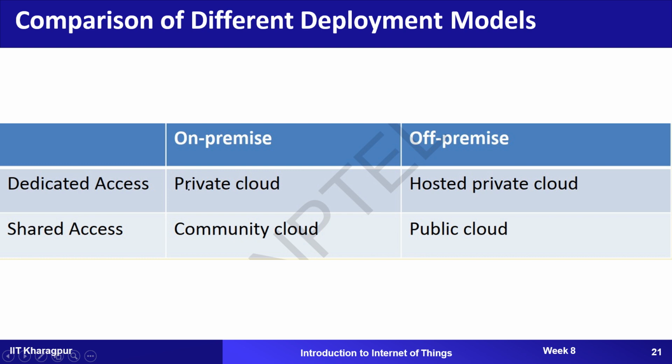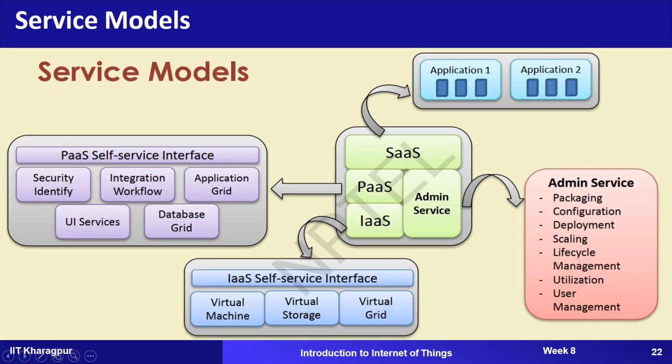Now the comparison of different deployment models. Basically, if you have dedicated access and it is on premise, then a private cloud can be used, and if it is off premise, then a hosted private cloud can be used. And if you have shared access, then in case of on premise, a community cloud can be used, and in case of off premise, a public cloud can be used.